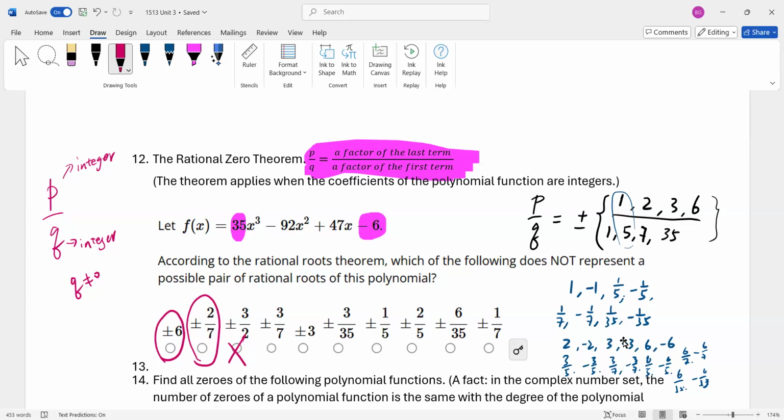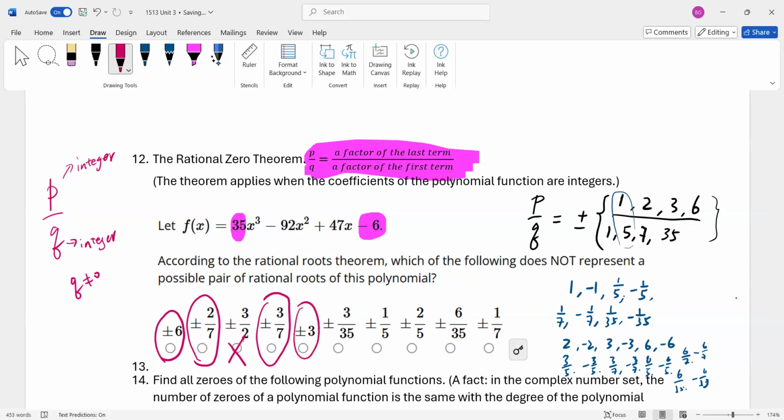3 over 2 is not a potential rational zero of this polynomial function, right? Yeah, no 3 over 2. Because 3 is a factor of the numerator, but 2 is not a factor of the denominator. So this one is not. What about 3 over 7? Do you see 3 on the top? Yes, 3 over 7 is. What about 3 over 1? It's 3, but it's 3 over 1. Yes, very good.